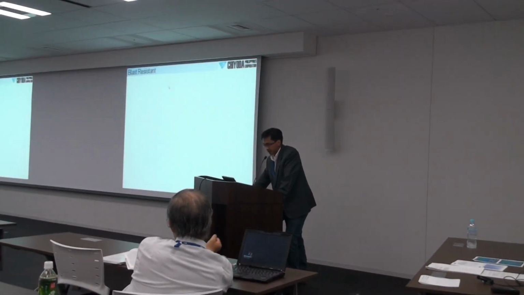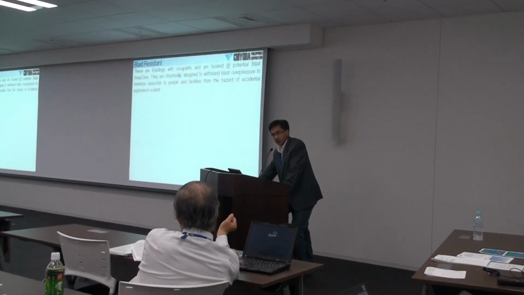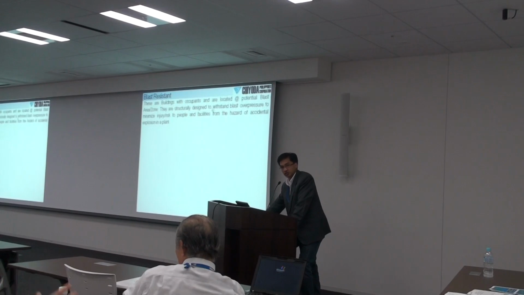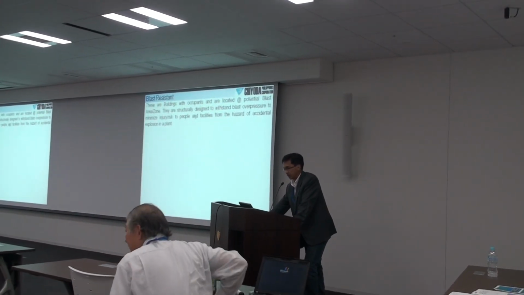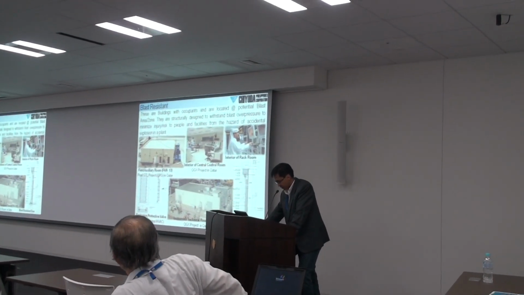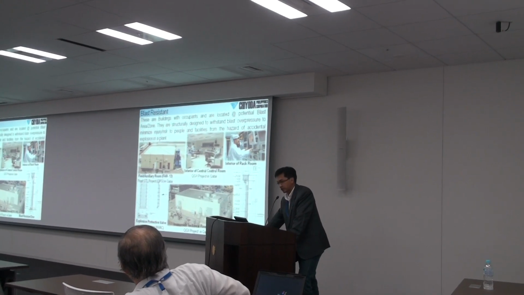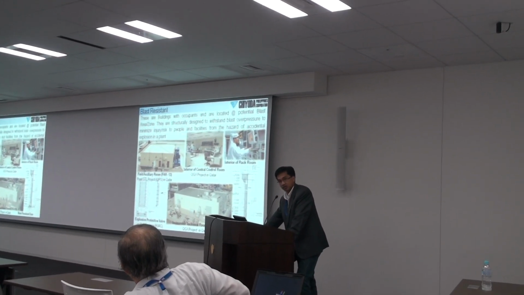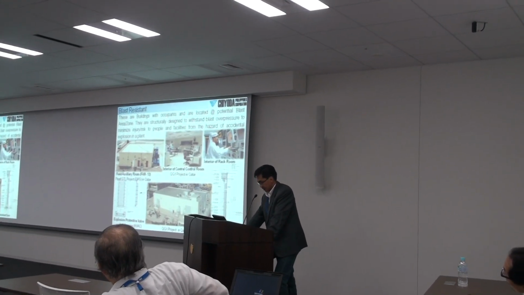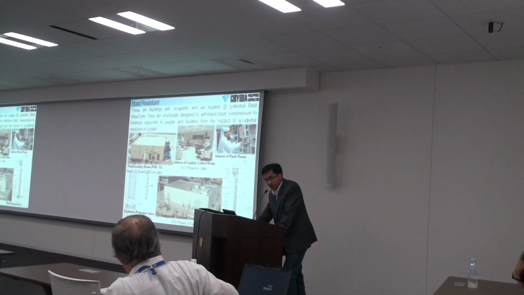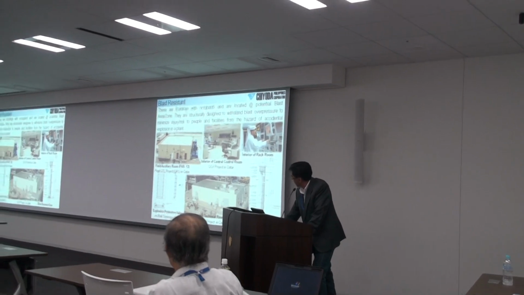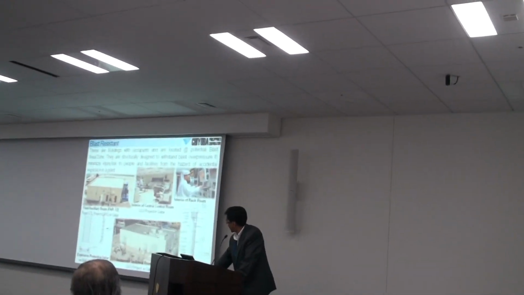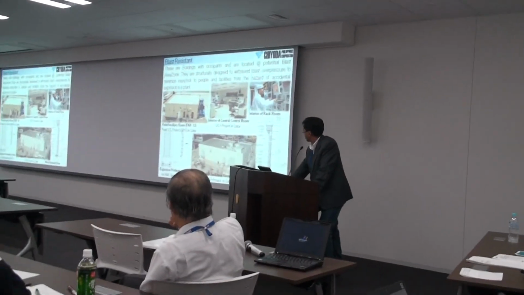The second type is the blast-resistant building. These are normally occupied or manned buildings that are located in a potential blast zone area. They are structurally designed to withstand blast overpressure to minimize injury to people and facilities from the hazard of accidental explosion in the plant. So here we have a picture in the QPG project, FAR 13. This is normally a blast-resistant building using a blast door and the blast valve.